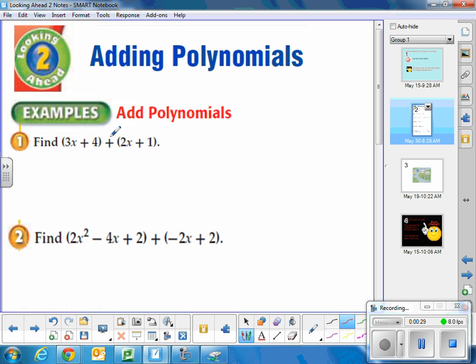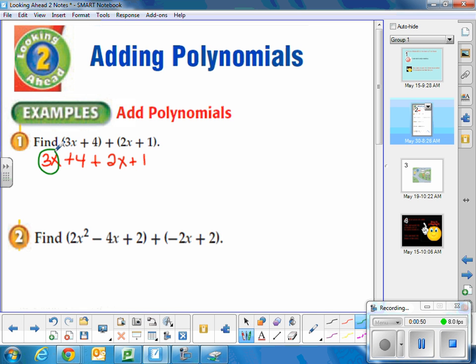Since this is adding, these parentheses really aren't going to make a difference. We can just work from left to right and write 3x plus 4 plus 2x plus 1. And then it pretty much is like the last lesson where you're just combining like terms to simplify it.